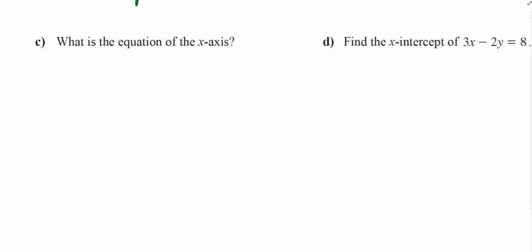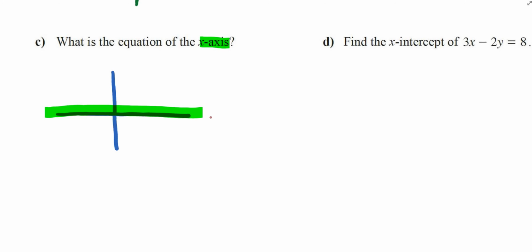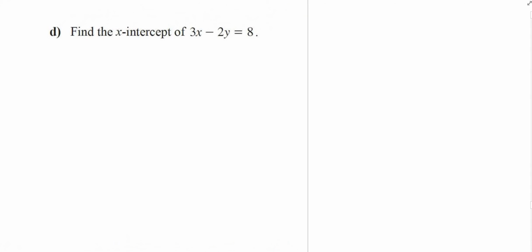All right, so question 8c, what is the equation of the x-axis? So here's my axis right here, and my x-axis is just this horizontal line right there. And that horizontal line has a height of 0, right? So the equation of that green line is really just y equals 0. So that's the equation of the x-axis. All right, let's move on to letter 8d.